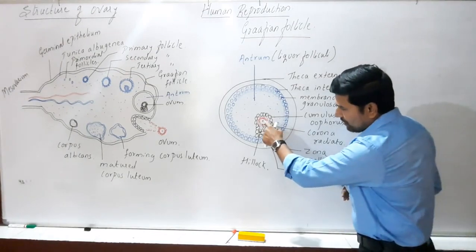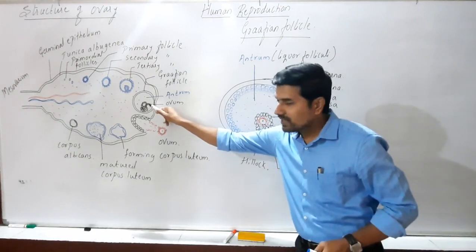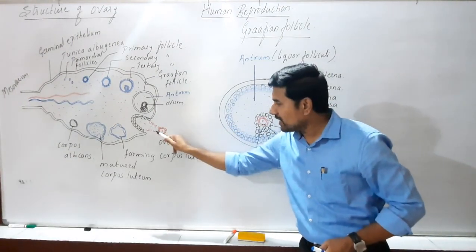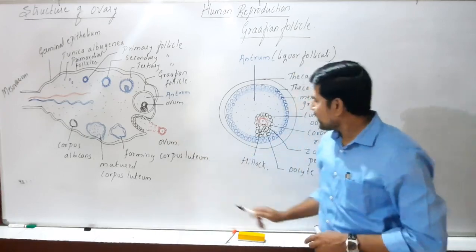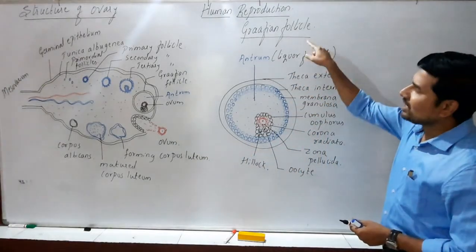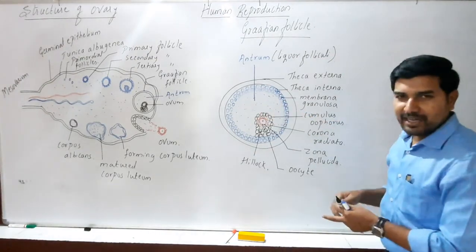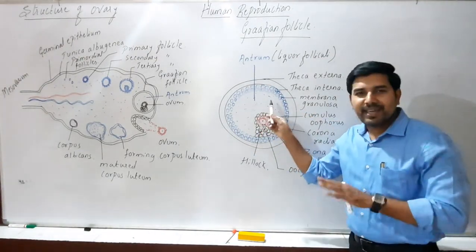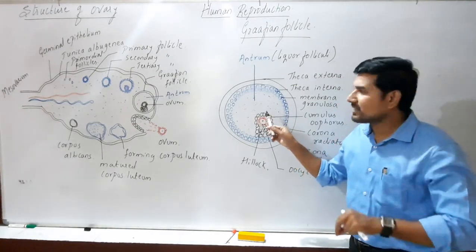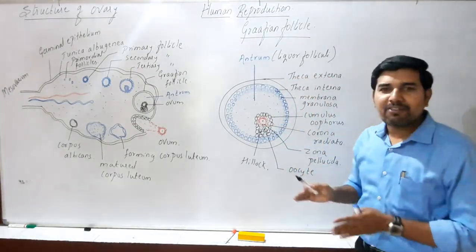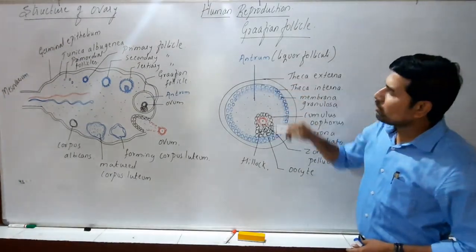Now this ovum gets ruptured during ovulation. The ovum which is present inside the Graafian follicle gets ruptured, and the process is said to be ovulation. Okay. Now this is regarding the structure of the Graafian follicle. Now inside the Graafian follicle there is a cavity. You can see the cavity here. This cavity is not empty, but it is filled with certain follicular cells, which are called liquor folliculi cells. And the cavity is said to be the antrum.